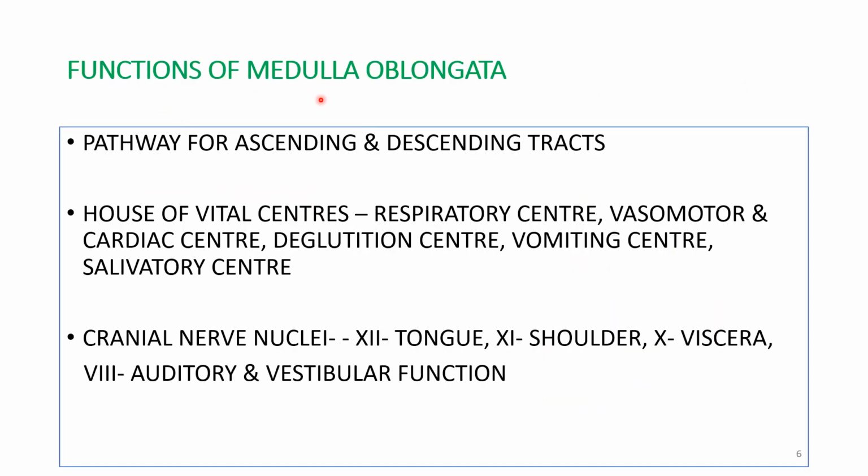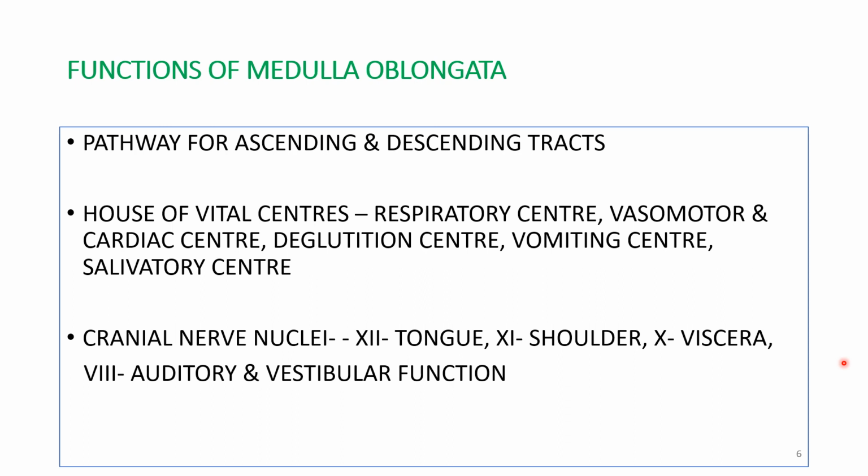Then come the functions of the medulla oblongata. So it forms the pathway for the ascending and descending tracts. Okay, so the first and foremost important function is that it forms the pathway for the ascending and descending tracts. The second important function is that it is the house of vital centers like respiratory center, vasomotor center, cardiac center, deglutition center, vomiting center, and salivatory center. And the third one is cranial nerve nuclei which emerge from it.